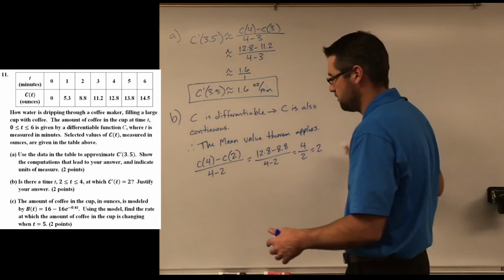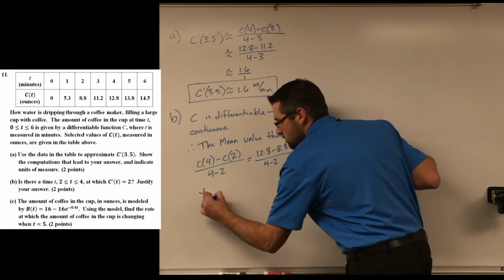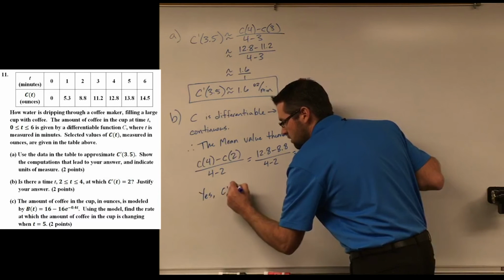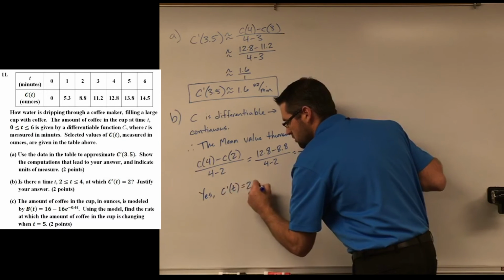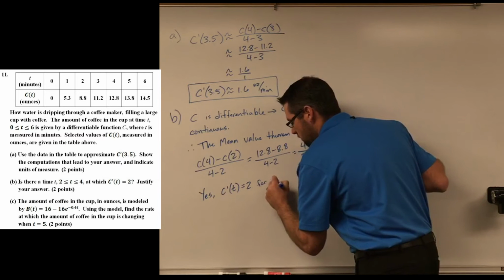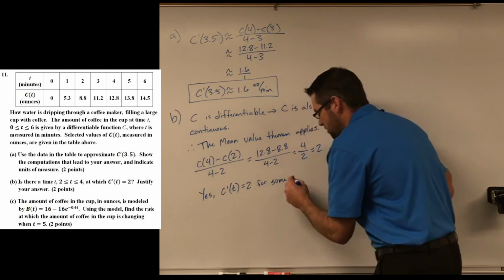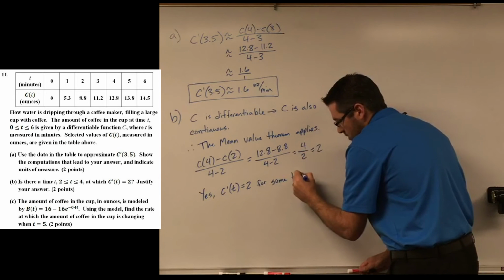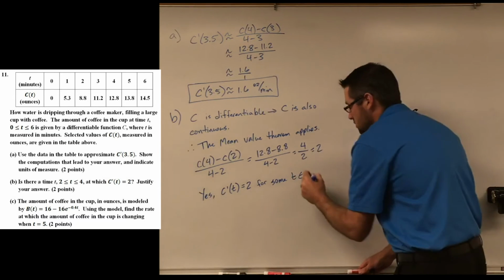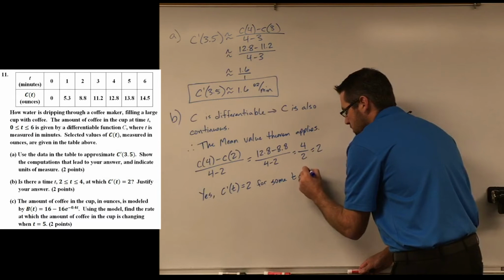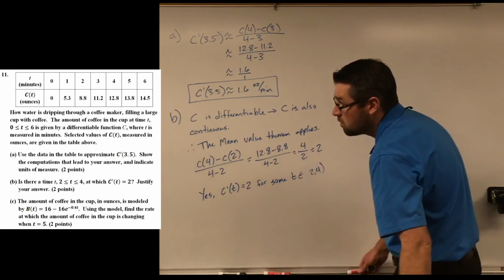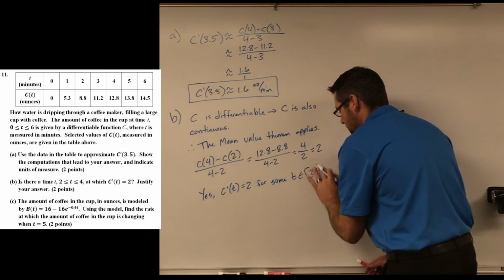So the answer is what? Yes, C prime of t equals 2 for some t within 2 to 4. Actually, yeah, I guess closed interval.